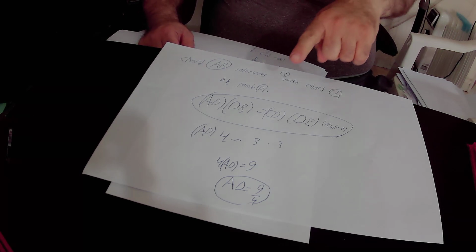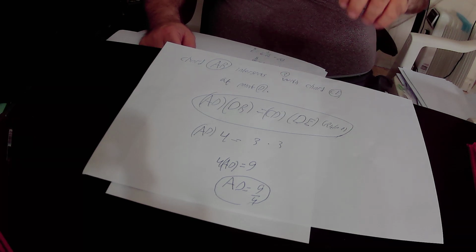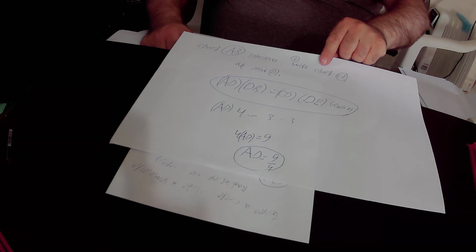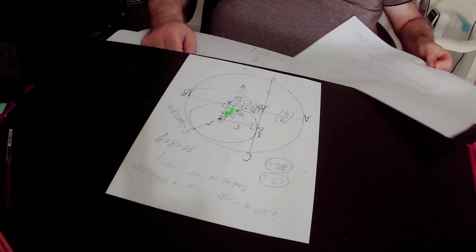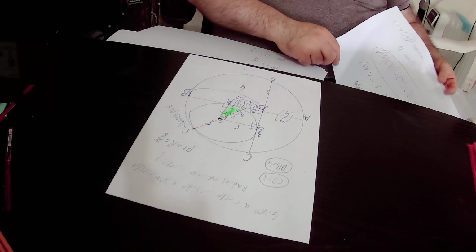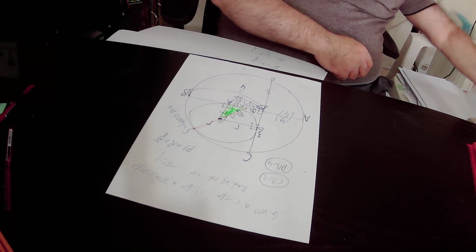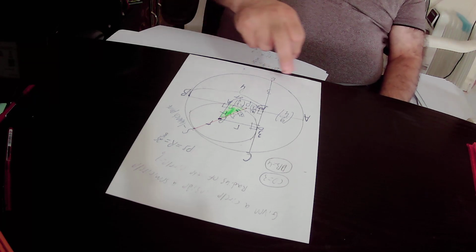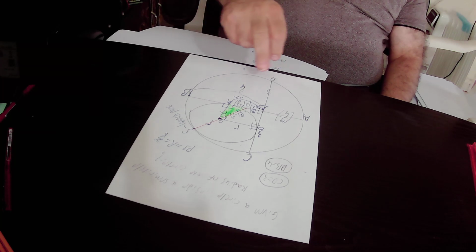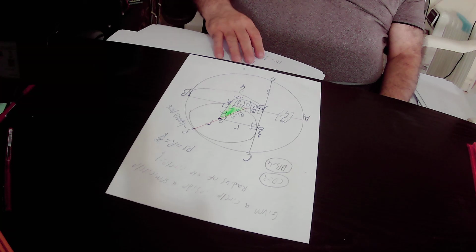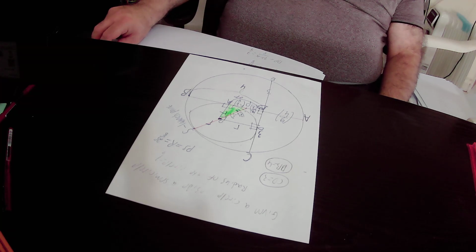We divided this equation by 4, and we found the missing line segment: AD is equal to 9 over 4 units. The line segment AD equals 9 over 4 units. Okay? And we actually know that AB is the diameter of this circle and also the diameter of the semicircles. And the diameter of any circle or semicircle is twice as long as the radius.